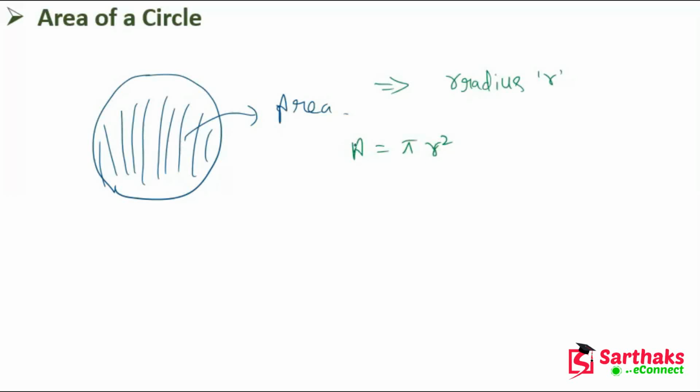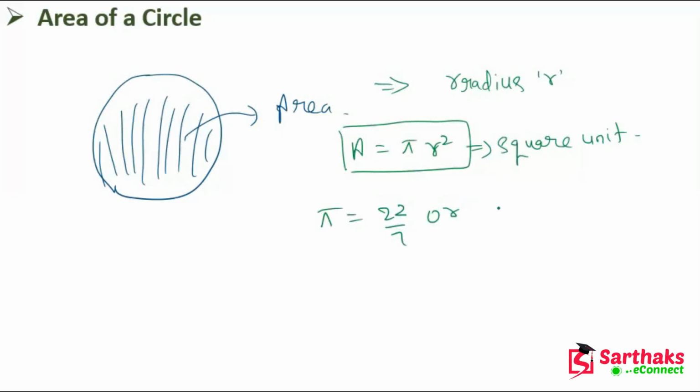This is the formula of the area, and it is in square units. The value of pi is 22 upon 7 or 3.14, and r is the radius. My dear friends, I hope you get this point.